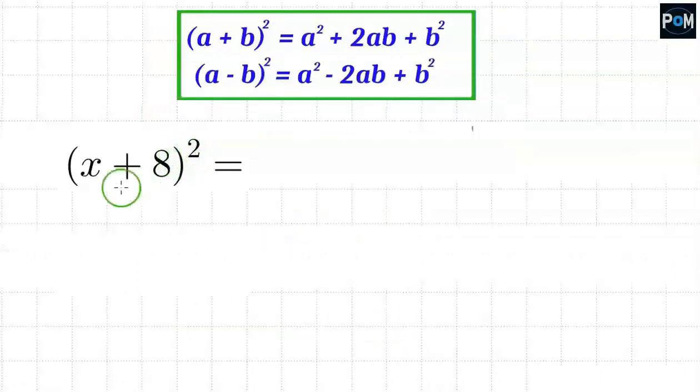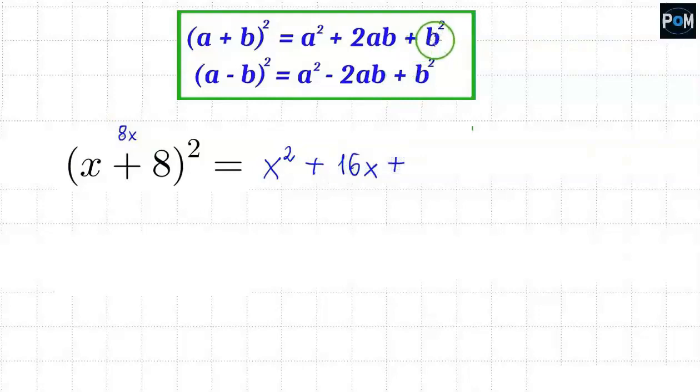Now we have the square of such a binomial, so we use the first formula. It works like this. First, this x. We square it, so it becomes x squared. Then in the formula, there is a plus, which is the same sign as here. Now we need to multiply x and 8. That's 8x. And we double that 8x. That makes 16x. And at the end, there's also plus b squared. So this 8, we have to square it. It'll be 64. And that is the end of the example.